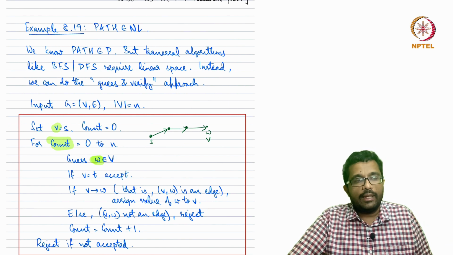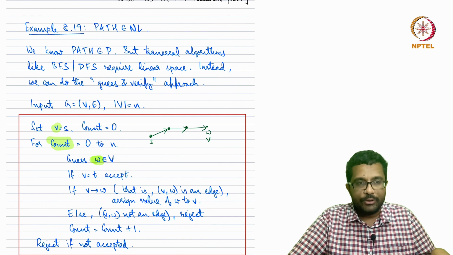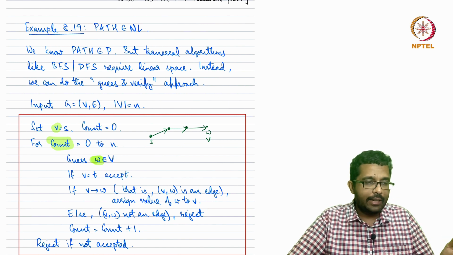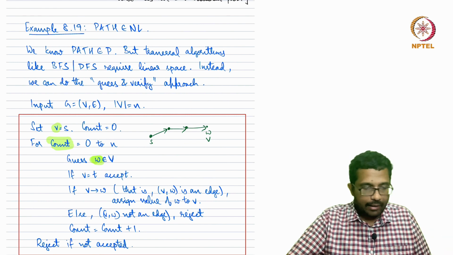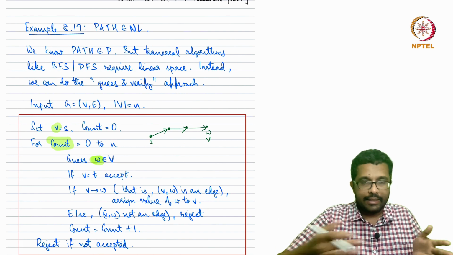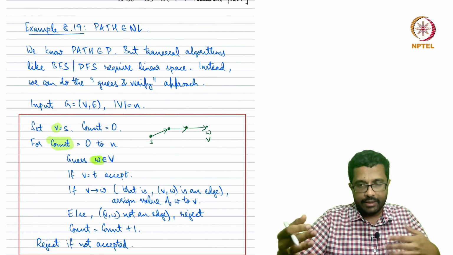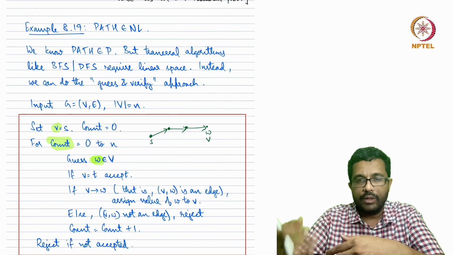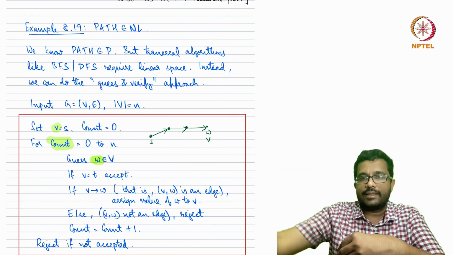So we just remember V, and we know for sure that there is a path from S to V. We don't know how we reached there, but we know there is a path. And we guess the next one, and then check whether there is an edge from this V to W. And once it is there, we update V to the value of W, and then we guess the next W, and so on.